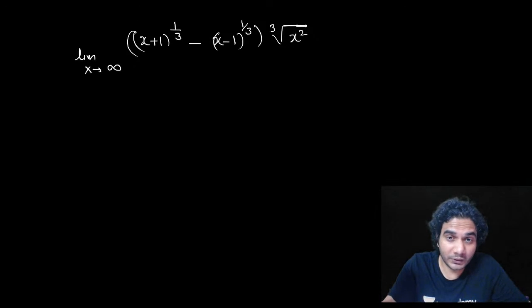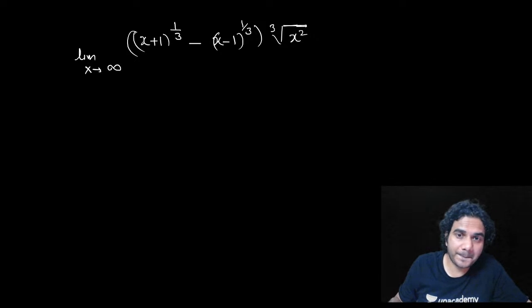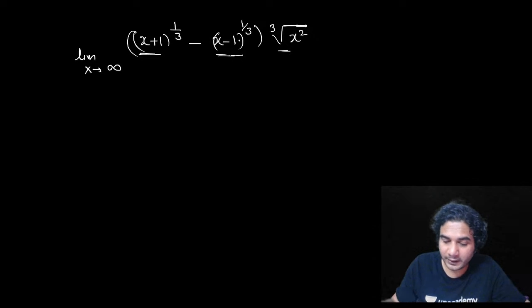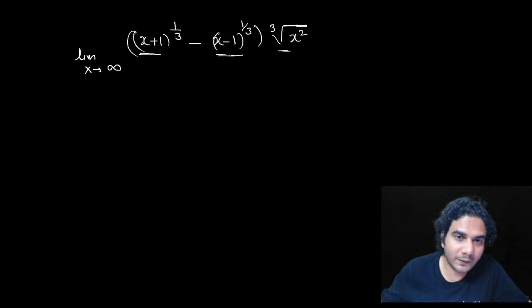Yeah, you need to do rationalization only, because this is something infinity minus infinity, and multiplied by an infinity only. It's infinity minus infinity into infinity. So what is this infinity minus infinity? You need to simplify first, and then the second term is already x raised to 2 by 3 only.